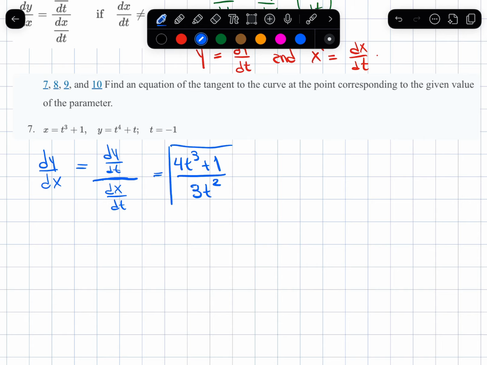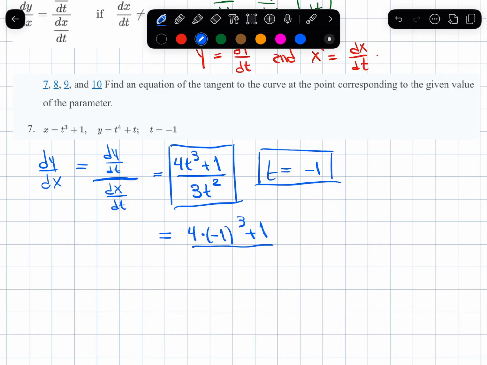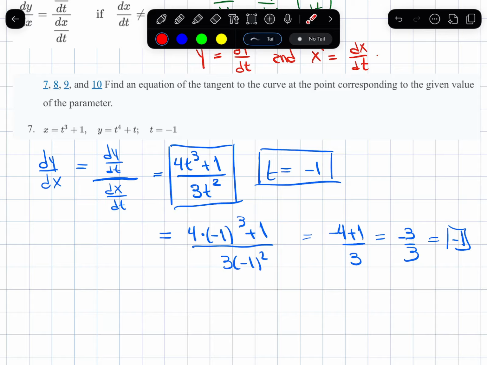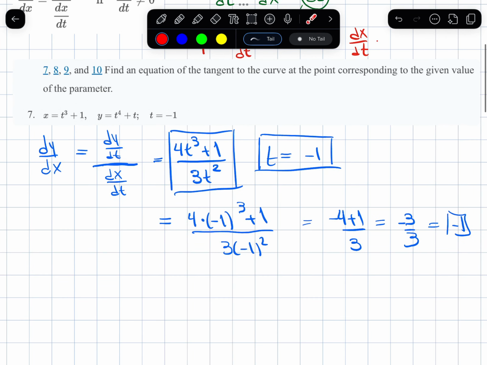So this is the derivative of y with respect to x. Even though we have no x's in here, this is what it is. And then I can go ahead and plug in t equals -1 to find that this is going to be 4 times -1 cubed plus 1 over 3 times -1 squared. So this is going to be -4 plus 1 over 3 positive, and this is going to be -3 over 3, which is -1. So the derivative of y with respect to x equals -1 at this particular point. This should be the slope of the tangent line that I want at this particular point.